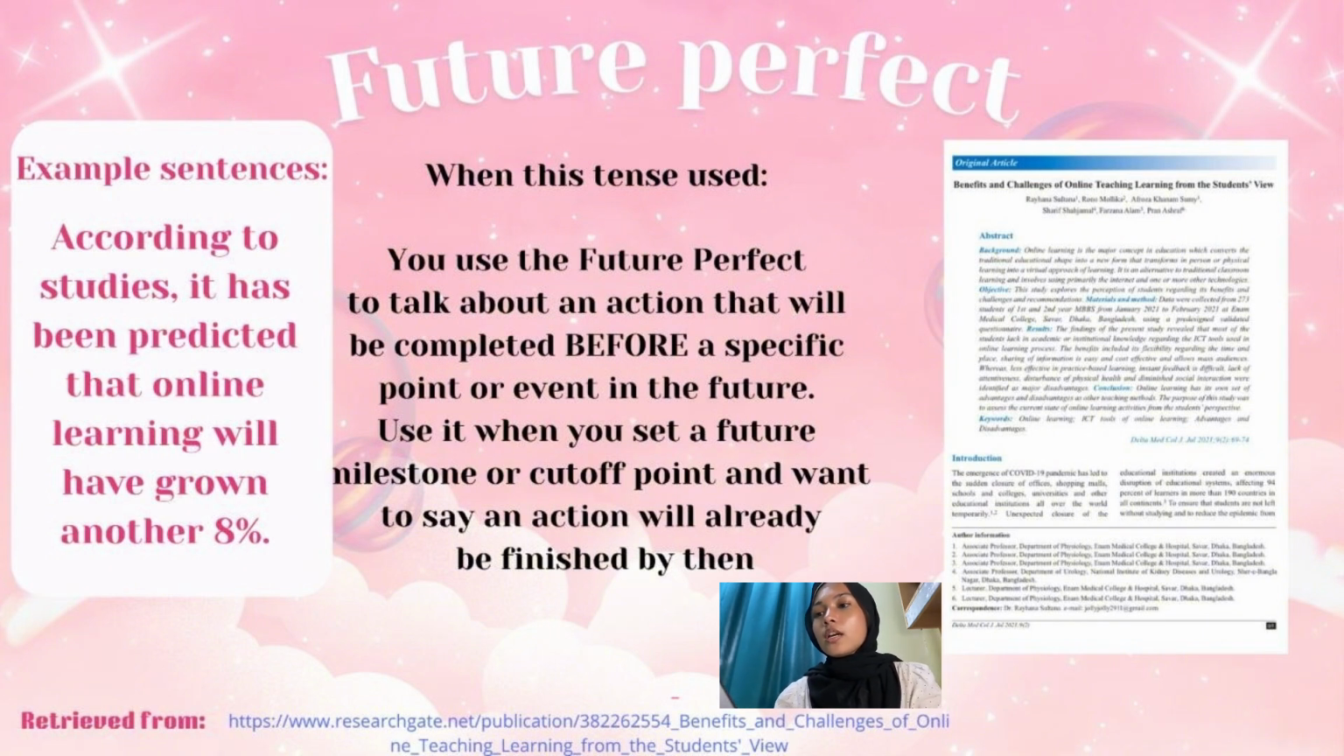When is this tense used? We use the future perfect to talk about an action that will be completed before a specific point or event in the future. Use it when you set a future milestone or cut-off point and want to say an action will already be finished by then. So, has been predicted, but how do you know it's going to happen? The word will. But the present perfect passive is has plus been plus past participle. So the prediction was made in the past by studies, but the result is still active and relevant to the future or to the present.